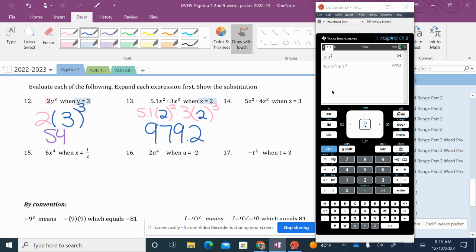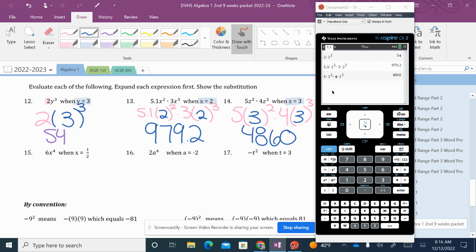All right, the next one, the same thing. We have 5z squared times 4z to the third power. Okay, and then instead of z, we are going to plug in a 3. So then here, I'm going to put a 3 here and a 3 here. When we plug it into the calculator exactly the way we see it, times 4 parentheses 3 plus parentheses to the third power. And that gives us 4,860.